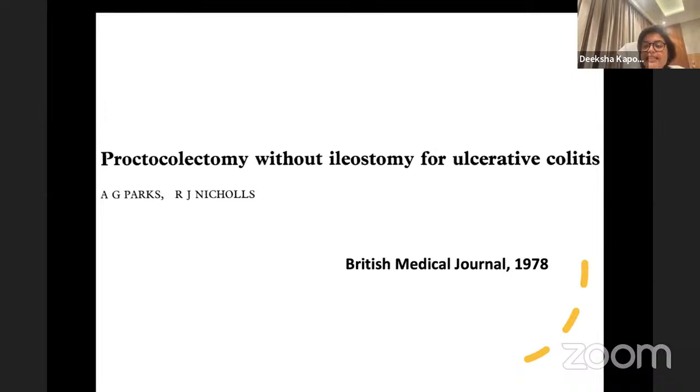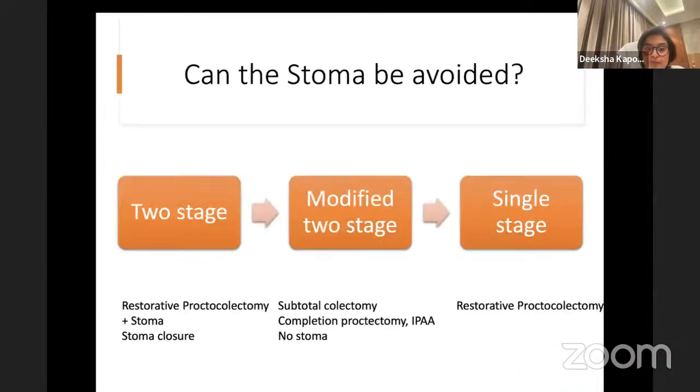It's been since 1978. This is probably one of the first series, published by Professor Parks and Professor Nicholas, of proctocolectomy without an ileostomy for ulcerative colitis, in which they showed technical success in 4 out of 5 patients, along with no complications. So the attempt to actually avoid a stoma is not something new. But can the stoma really be avoided is the question.